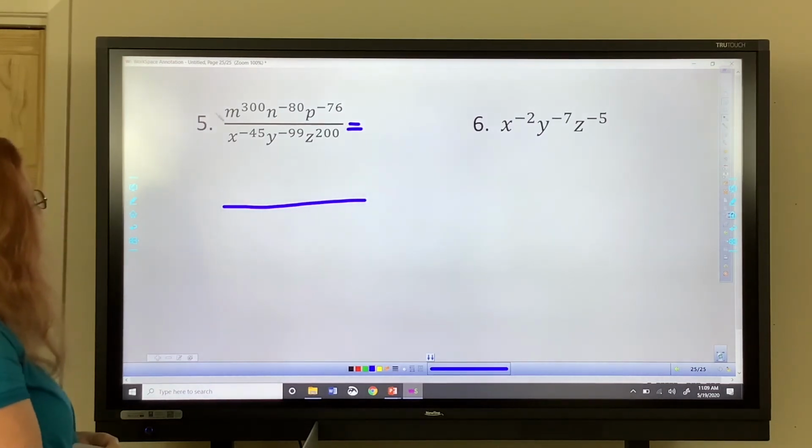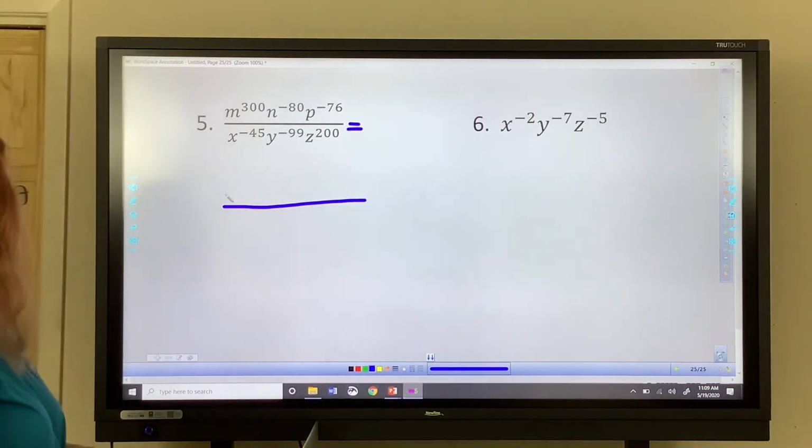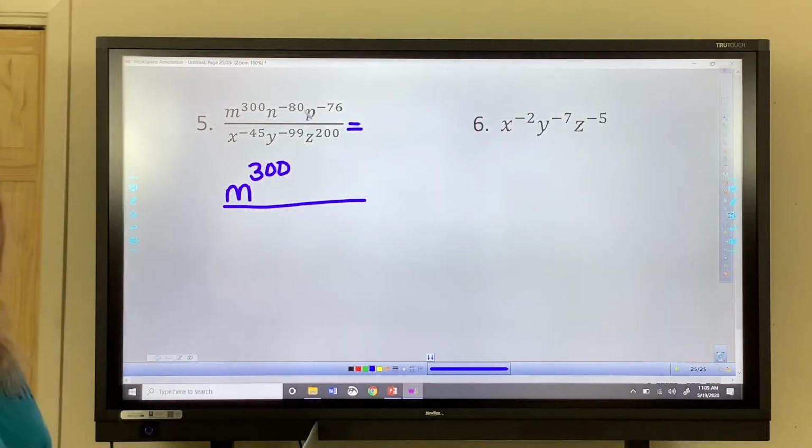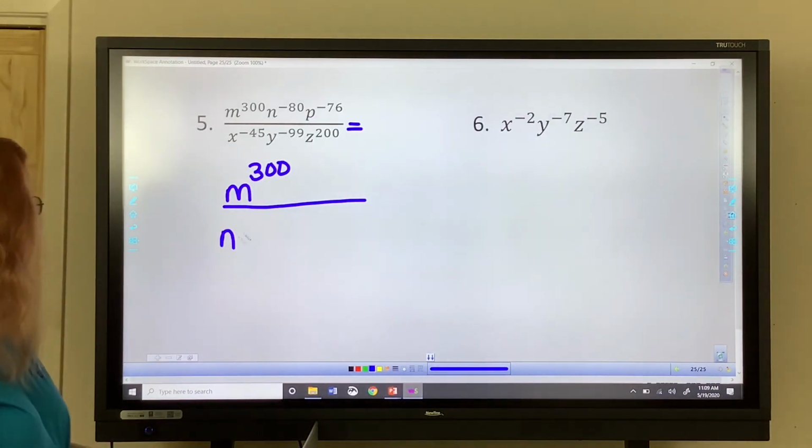All right. M to the 300. Ooh, that would be a very large number if M was above 1. So M to the 300 stays on top. N to the negative 80. Well, it's negative, so I've got to move it to the bottom and make it positive. P to the negative 76. Again, got to go to the bottom and make it positive.